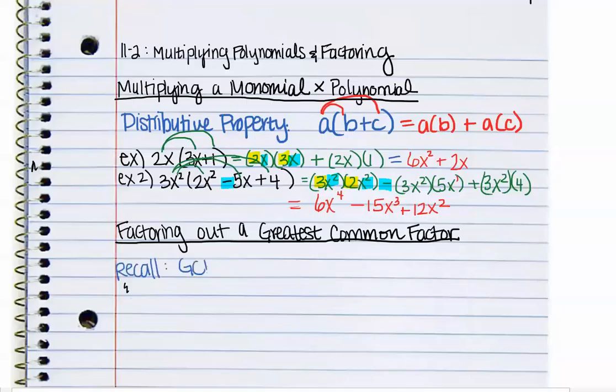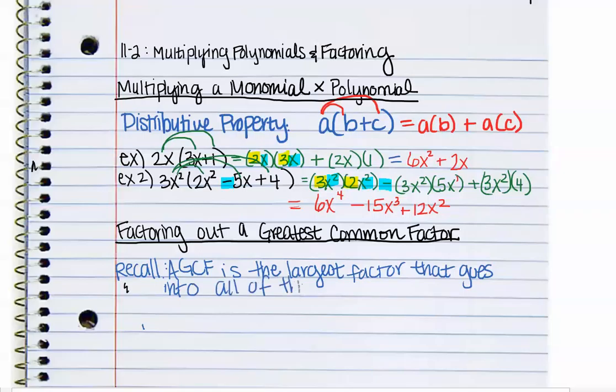A GCF, or a greatest common factor, is the largest factor that goes into, so goes into evenly, all of the given numbers or terms. All of the given terms. More likely you can think of it as numbers, but we're going to be doing it more with terms because we're going to do variables now.